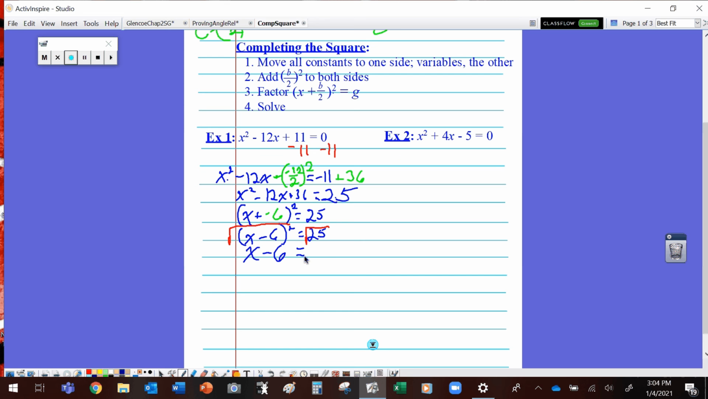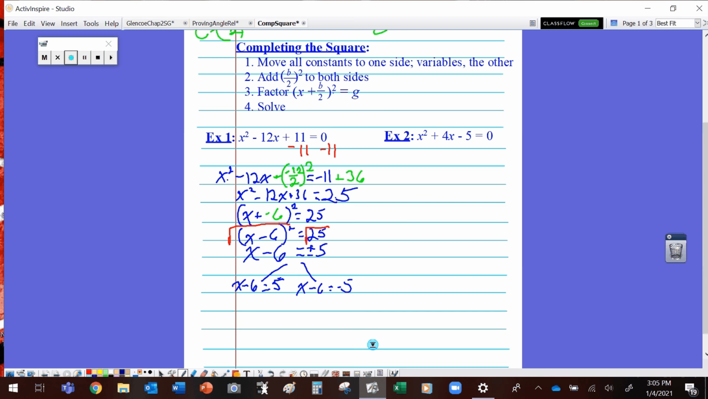On the right side, the square root of 25, now this is really important. Everyone can tell me that the square root of 25 is 5, but it's actually plus or minus 5, because either 5 or negative 5 can be squared to give us that 25. So now I have x minus 6 equals plus or minus 5. So right here, I'm actually going to have two separate equations. I have x minus 6 equals 5, and x minus 6 equals negative 5. And we have to solve each of them.